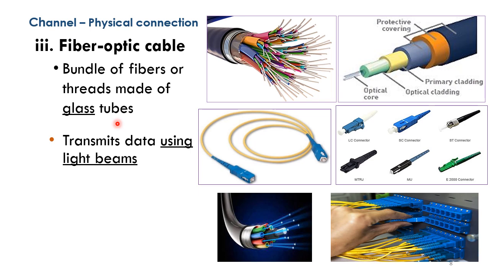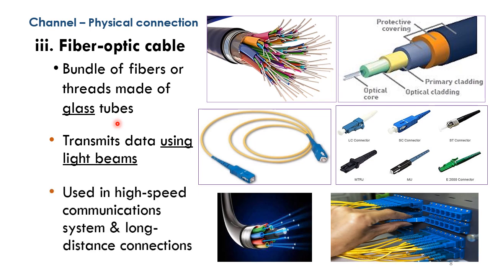How is data transmitted using fiber optic cable? It transmits data using light beams. That's why it is very fast. Fiber optic cable is rapidly replacing twisted pair cable telephone lines. It is used in high-speed communication systems and also long-distance connections.